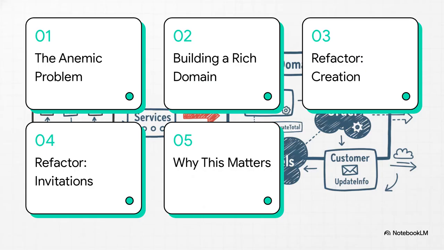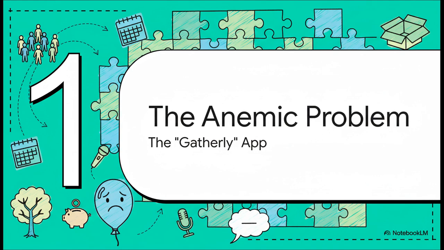Okay, so here's the game plan for today. First, we're going to diagnose the anemic problem using a sample app. Then, we'll talk about what it takes to build a rich domain. After that, we'll jump into a couple of hands-on refactoring examples. And finally, we'll wrap it all up by talking about why this approach is just so powerful. All right, let's kick things off with section 1.